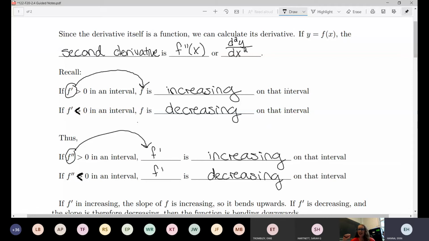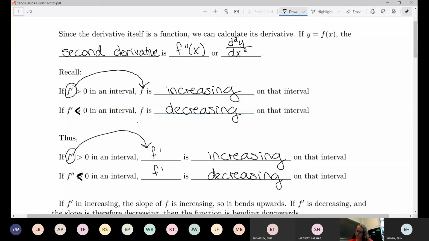Once this catches up to me. I really don't know if yours are lagging as much as mine, but just in case they are, I will wait. There we go. Decreasing. So same idea, just mirrored for this new derivative that we have to talk about.